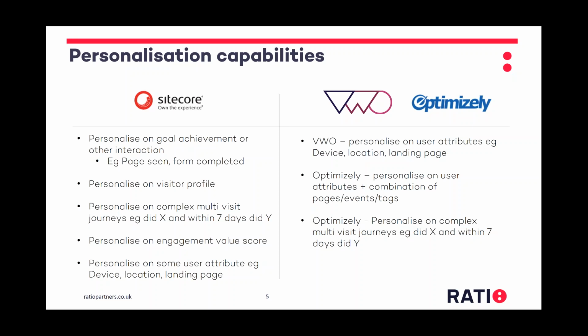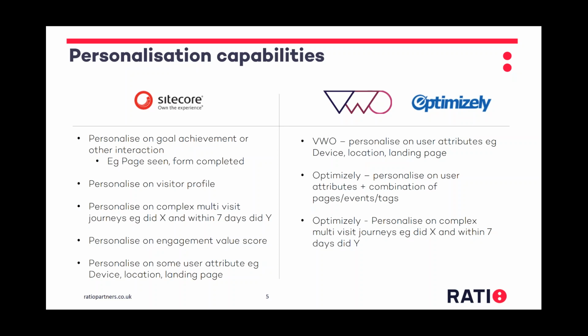Optimizely is an enterprise targeted product, and it has a lot of capabilities that VWO does not as a result. In Optimizely, you can personalize on more complex journeys. So you can personalize based on user attributes, that they've seen any combination of pages, triggered any number of events by clicking things or playing videos, like in the case of Sitecore. And you can also set up rules around user journeys that might happen over a number of visits, such as that they did X and then within 7 days they did Y, like the Sitecore scenario of playing a video and then downloading a case study.